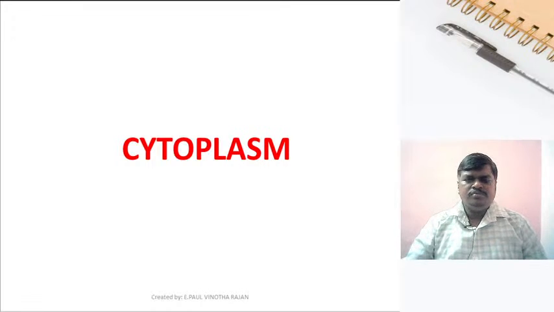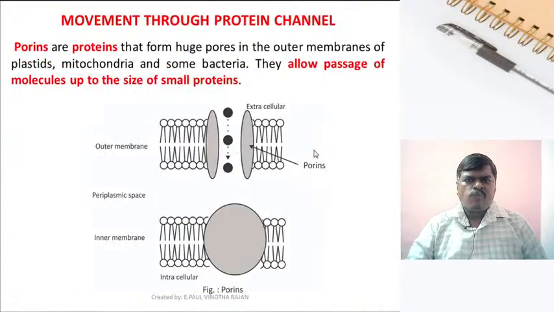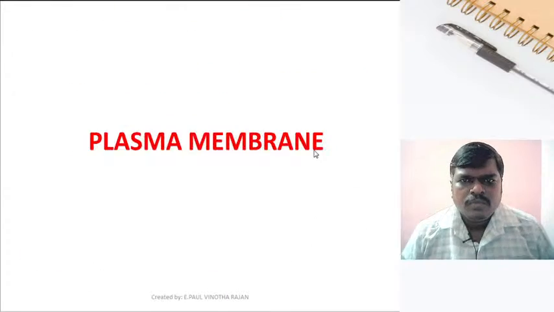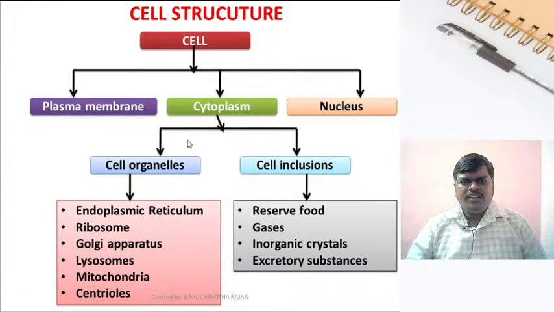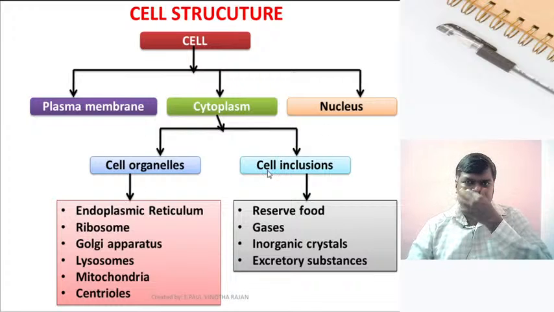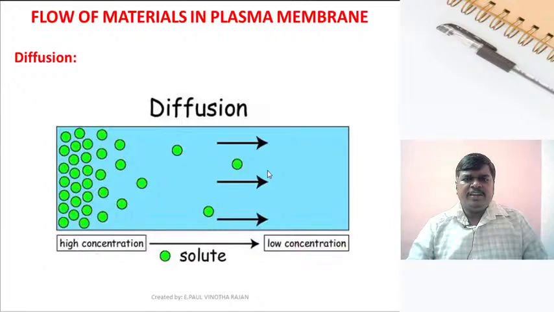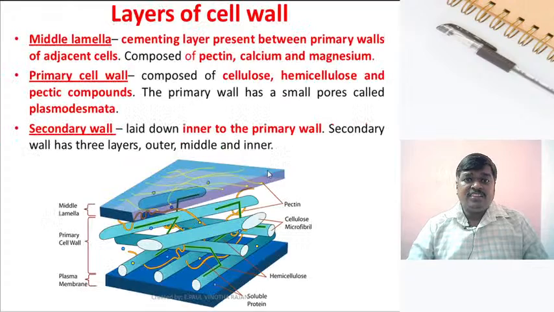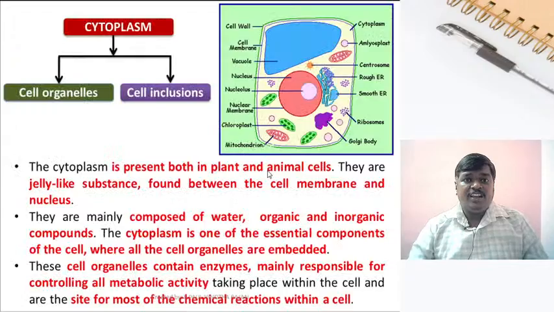What is the cytoplasm? The cell has a few components. The outer membrane is the plasma membrane, and next to the plasma membrane, cytoplasm is there. Within the cytoplasm, the nucleus is suspended. So cytoplasm contains cell organelles and cell inclusions. It is a part that contains the cell organelles, as well as cell inclusions.